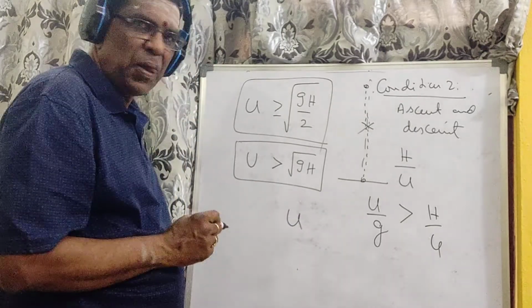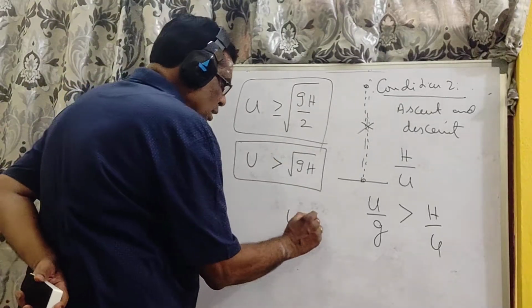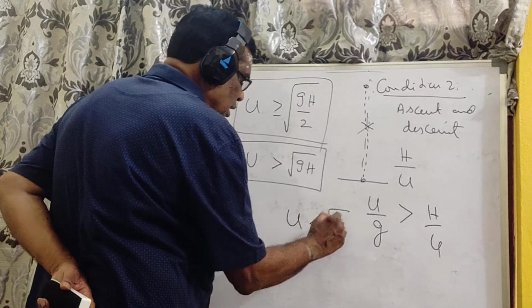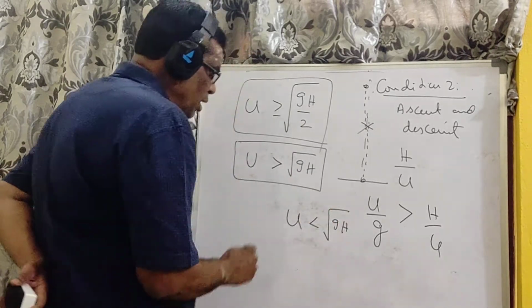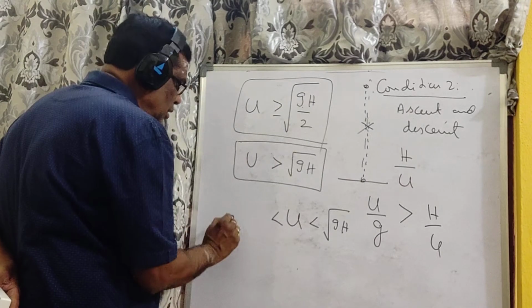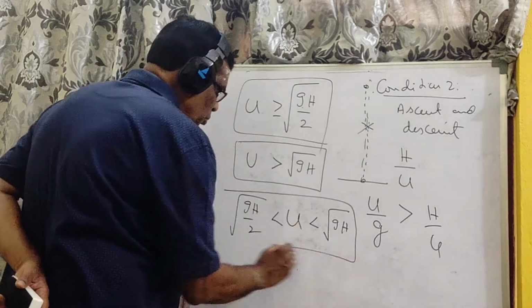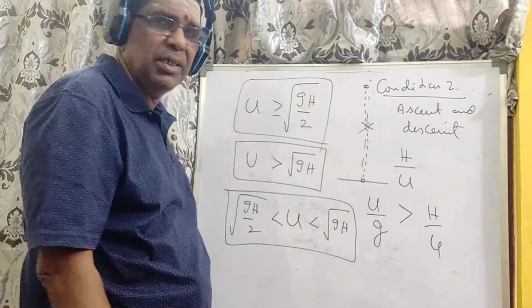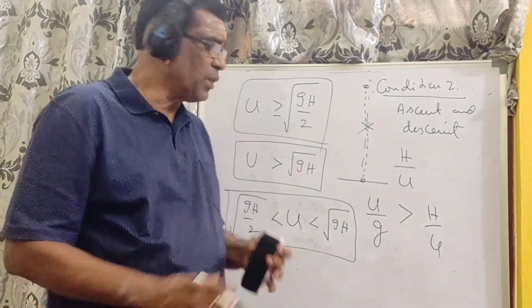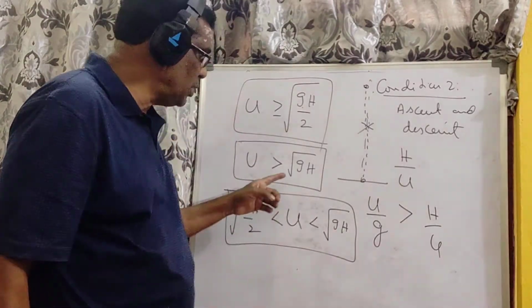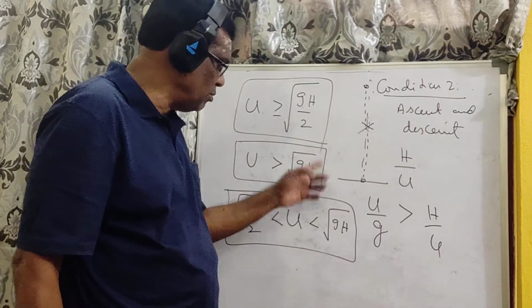U must be less than under root g. But u must be greater than under root gh by 2. I hope you have understood. It's a very, very important concept. I want you to understand. Never just like that, never give answer.